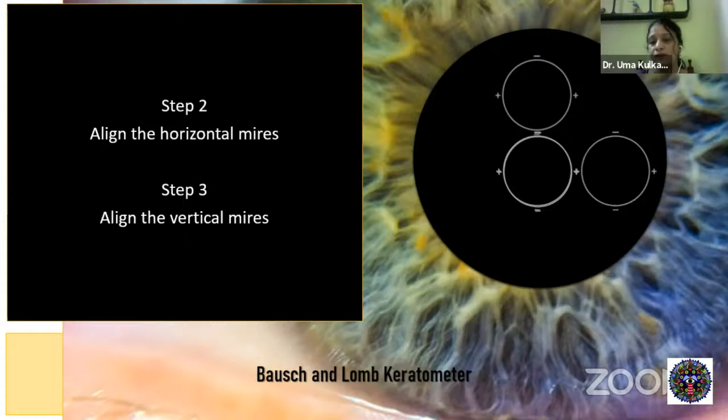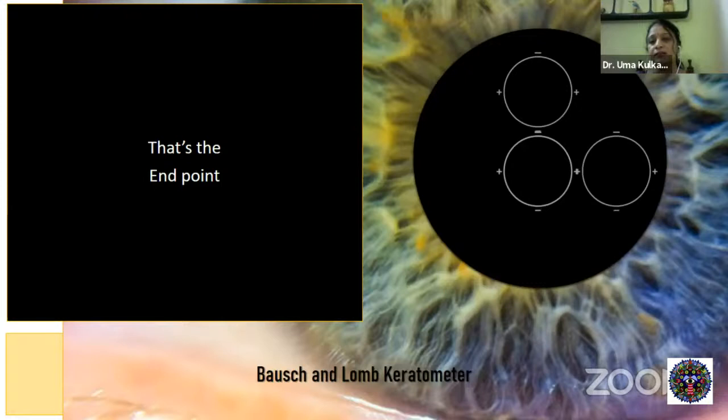So once this is aligned, this is called the end point. Make sure everything is focused well. And then read out the readings from the knob on the horizontal, which is given as 42.5 diopters or 43 diopters. And you take that value as one value for the horizontal meridian. And take one from the vertical meridian, which says whatever the reading is, 44 or whatever.